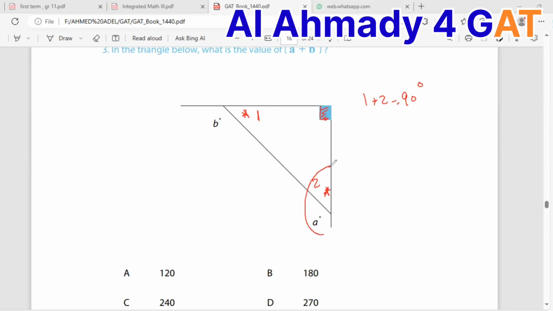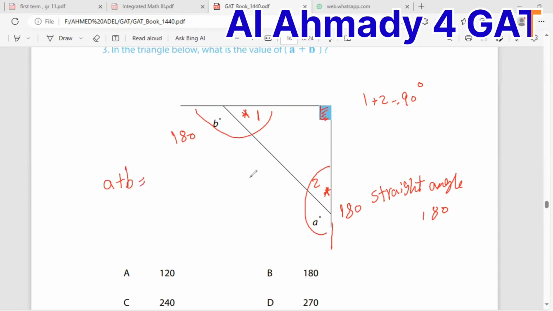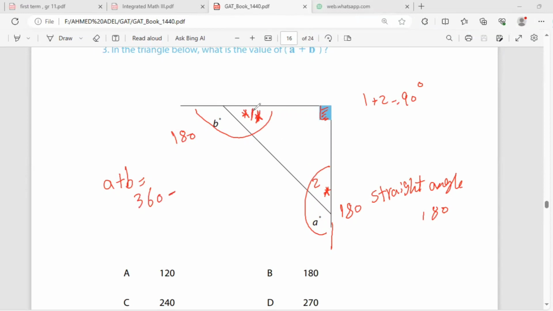All of this angle is 180 because it's a straight angle, and the measure of a straight angle equals 180. Okay, the other angle here is 180. So to find A plus B, it equals 180 plus 180, which is 360, minus angle 1 plus angle 2. Angle 1 and 2 equal 90 degrees. So 360 minus 90 degrees equals 270. So it's going to be 270.